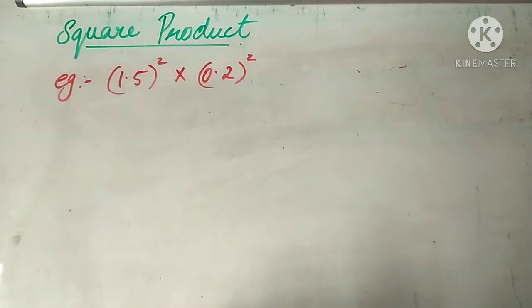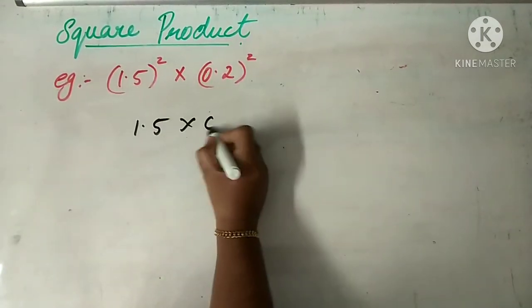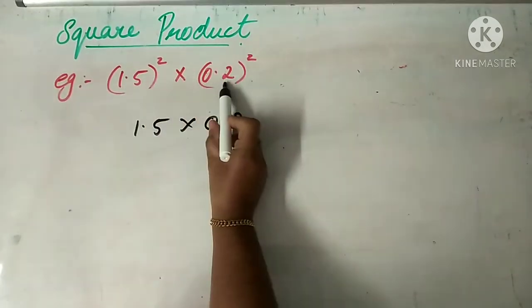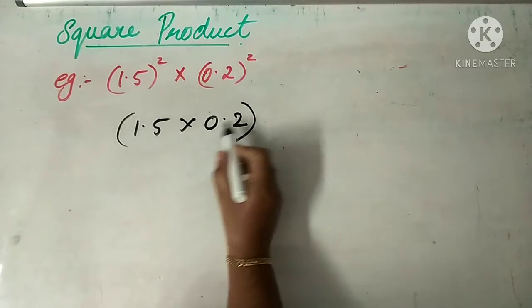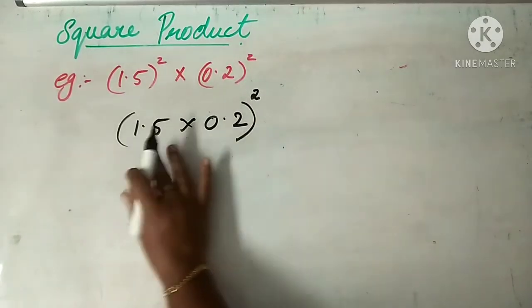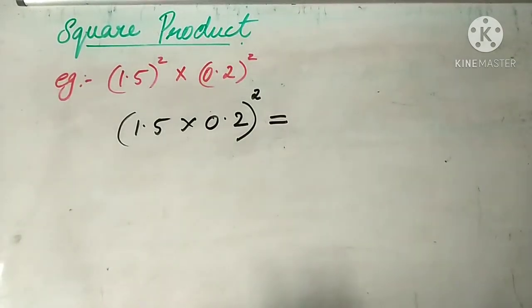Another example, 1.5 square into 0.2 square. We can write this as 1.5 into 0.2 whole square because square is common for both. So, we multiply the base 1.5 into 0.2, and the square is given for the product. We will multiply the decimal numbers: we will avoid the decimal point and multiply the numbers, then count and put the decimal point.